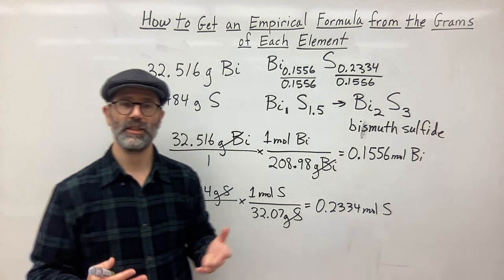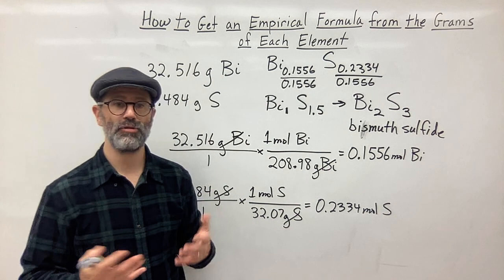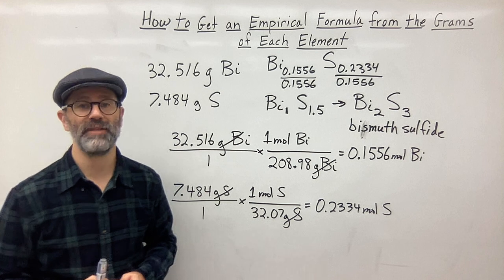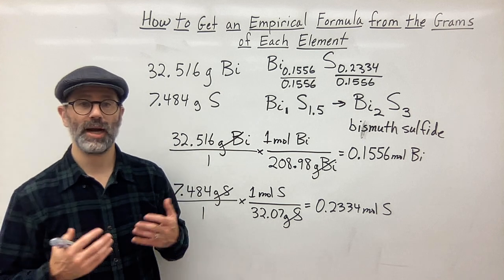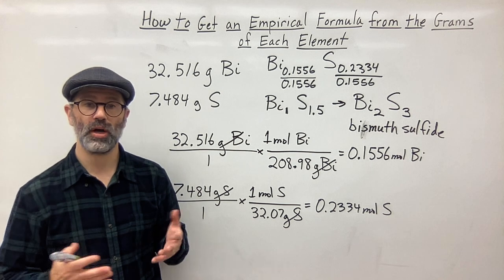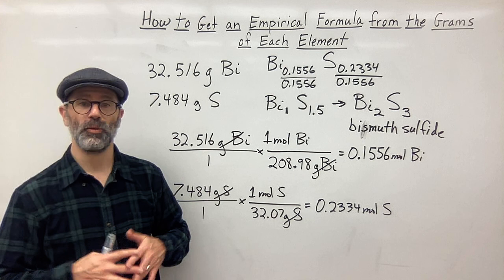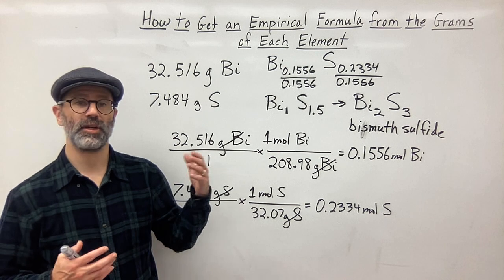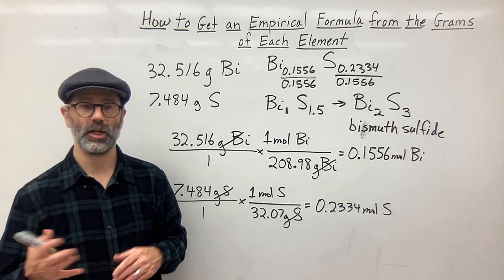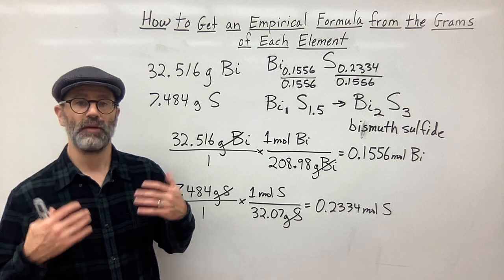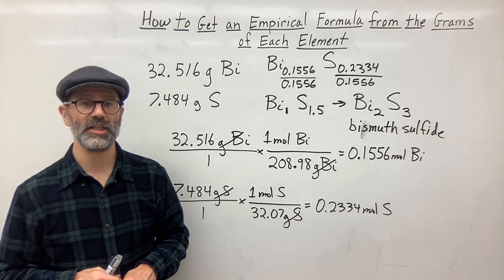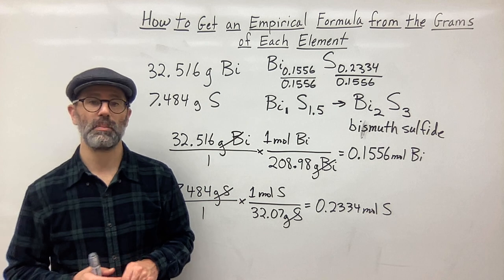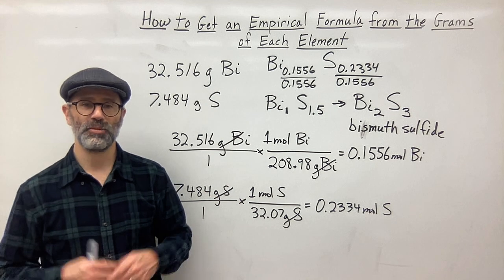And that's it for this video. That's how you get your empirical formula when you're given the gram amounts of the elements in your compound. If you have more than 2 elements, say 3 or 4 elements, whatever the number of elements, and you're given gram amounts of each element, then this is the process that you use to get to empirical formulas.